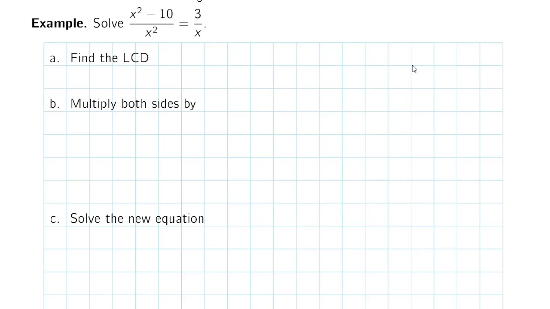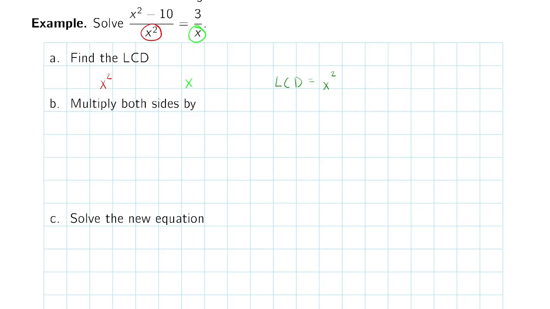So here we have a rational equation, x squared minus 10 over x squared equals 3 over x. We're thinking, I want to get rid of these denominators. So my denominators are x squared and x. Their least common multiple, so my least common denominator, well, I only have factors of x. The highest power is x squared. My least common denominator is going to be x squared.